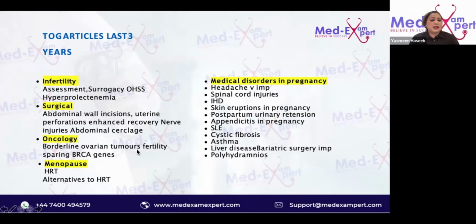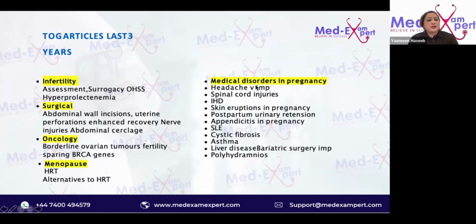Then comes oncology. Borderline ovarian tumors, they love it. Fertility sparing surgeries, they love it. BRCA genes, they love it. And then HRT and alternatives to HRT, which you have to read from the other TOG articles rather than only the last 3 years. This is in addition to the last 3 years. These are coming from the older TOG articles.